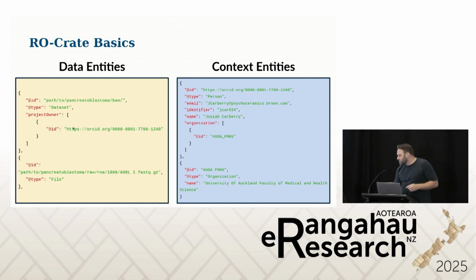And every time we see the @ symbol here, that is linked JSON. It is linking to something else. The type is an example of this case. We've got a person. We can also see on the data entity side, we've got a type of a file. And basically, we can link these together. So we can say, hey, this person owns this file. And that's the main purpose of it.